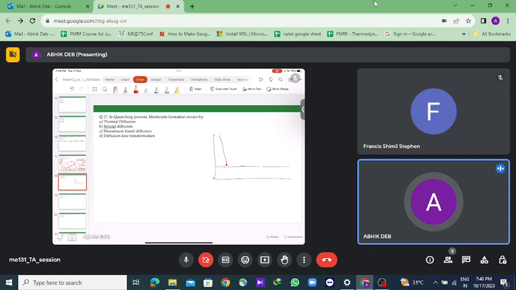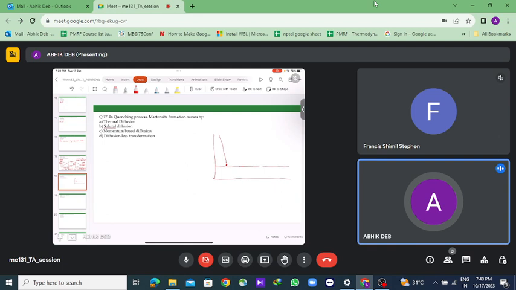Diffusion has the units of meter square per second. So it is a time based phenomenon. Depending on what time scale you are considering, we have to say that it is diffusion based or diffusionless transformation. Since the formation of martensite is very fast, the diffusion cannot happen. That is why it is a diffusionless process. We don't name it a diffusionless process just like that. It is because there is no time for diffusion to happen.